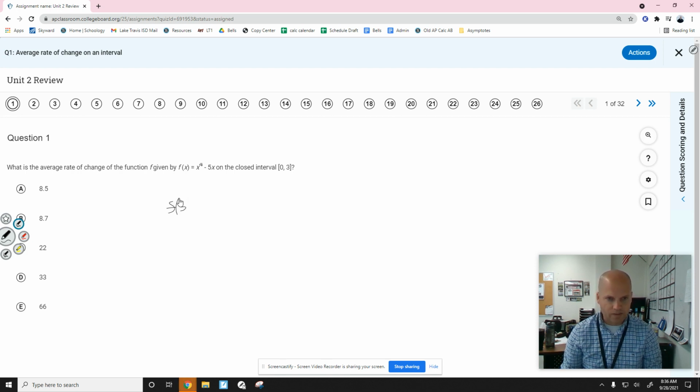So if you're asked to find the average rate of change, you just need the two y coordinates at these two x coordinates, and then you use your slope formula, which is the average rate of change over the interval, which is your classic y2 minus y1, x2 minus x1. You don't have a calculator, so you have to do this by hand.